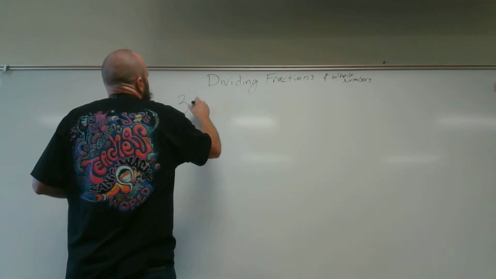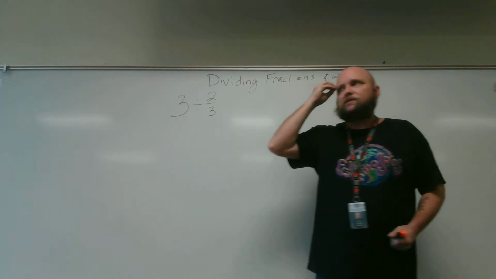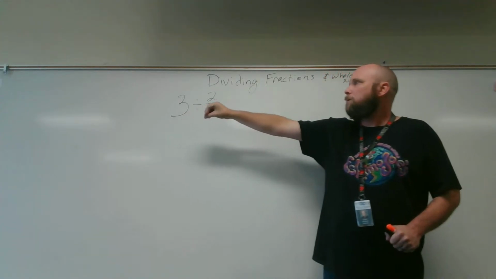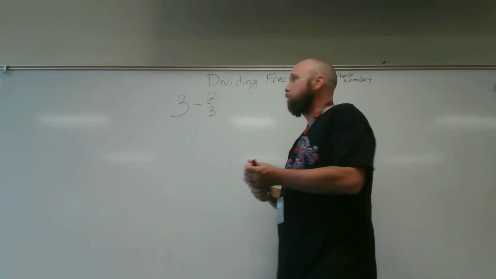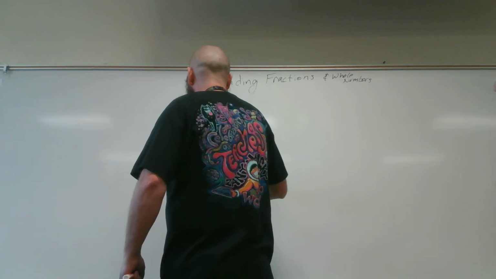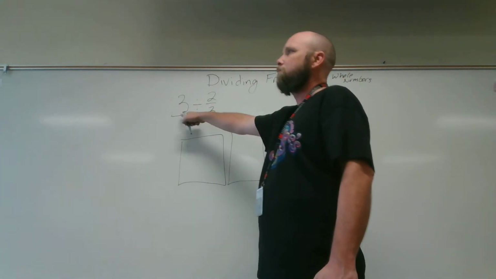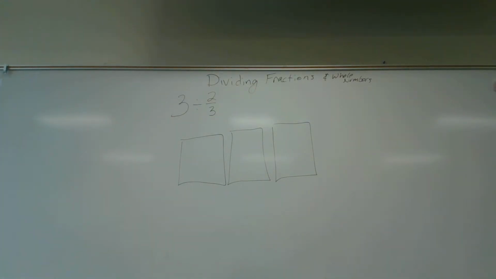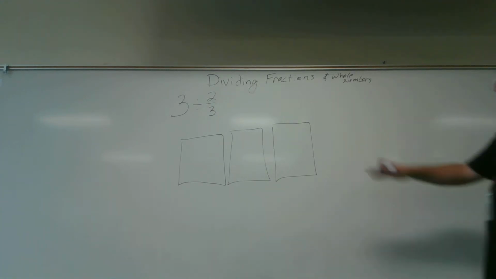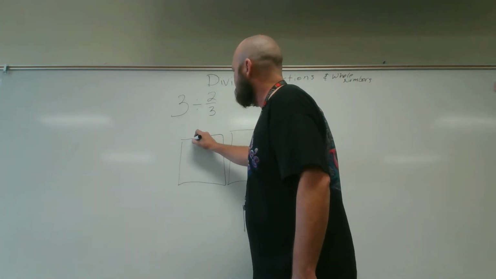We have 3 divided by 2/3. And again, same thought process. If I have 3 pounds of food, each time my dog eats, he gets 2/3 of a pound. That's what we're trying to think of. So we need to start with our 3 pounds of food. Your picture is going to be represented to begin with by whatever your first number is, your dividend. Now we have to divide this up so each one of these is thirds.